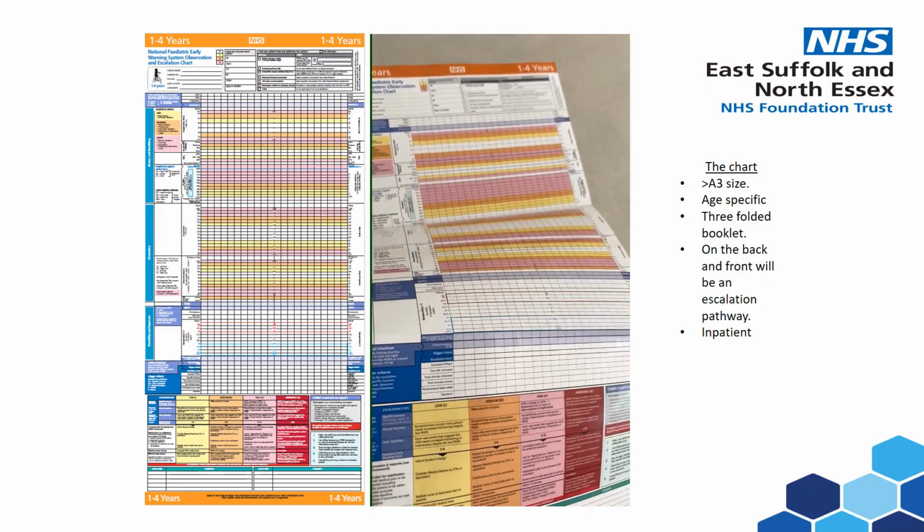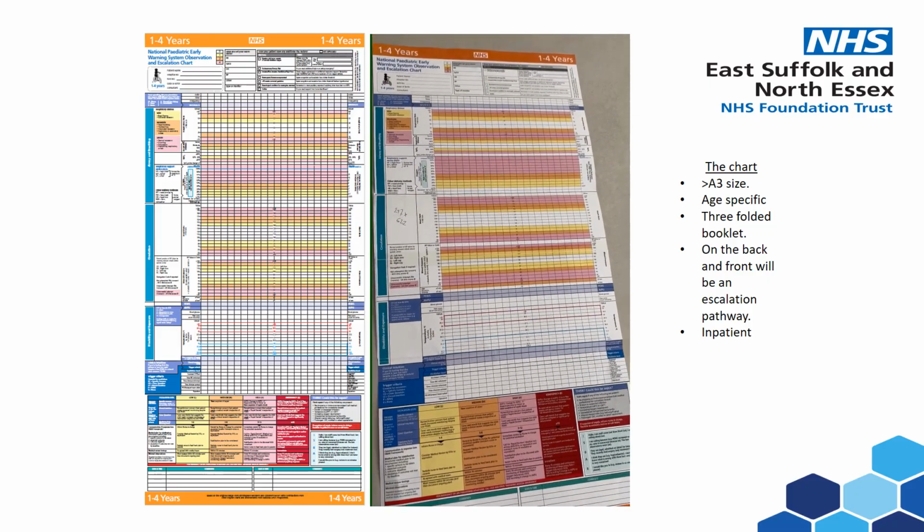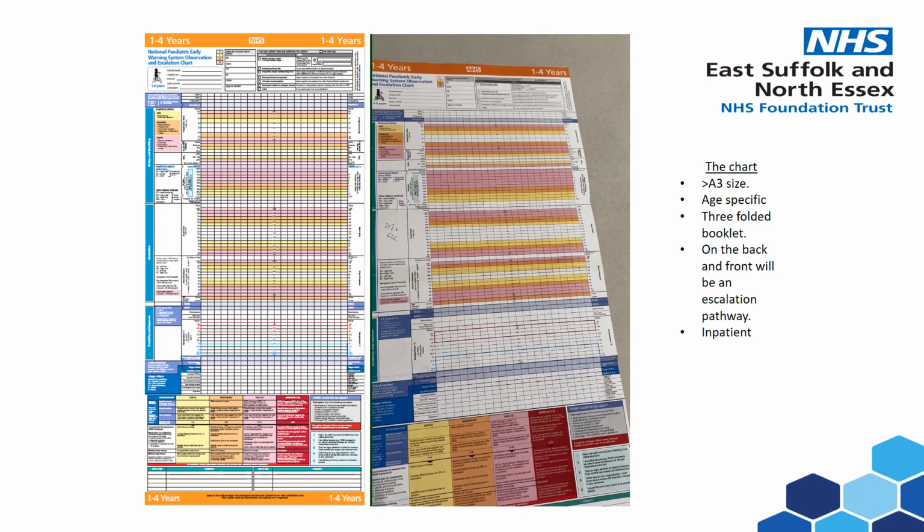So this is what a PEWS chart looks like. There are age-specific charts, and it is a three-folded booklet that opens up like this. The aim for Clacton UTC will be that you have copies of these charts laminated in your areas so that you can use them for reference. Because you are paper-free, you will then put the PEWS score into the online system that you use.